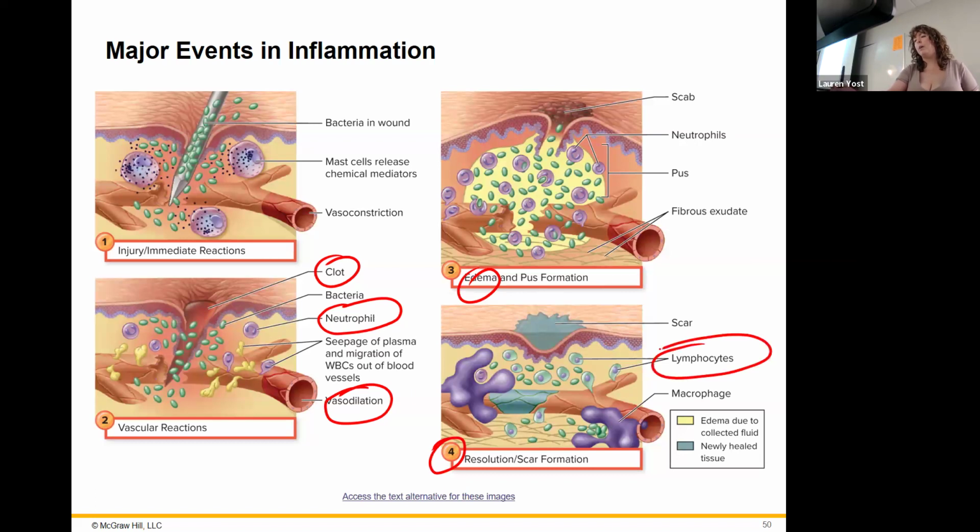Our lymphocytes have come into the area and helped to kill off any infected cells or bring antibodies or whatever it is to help prevent that infection from spreading. And then you might have a scar there because your body doesn't care what you look like.